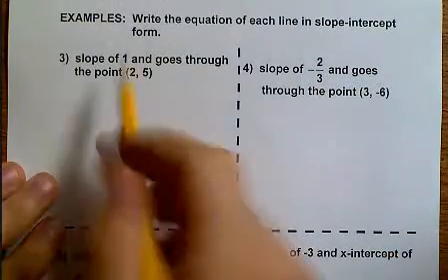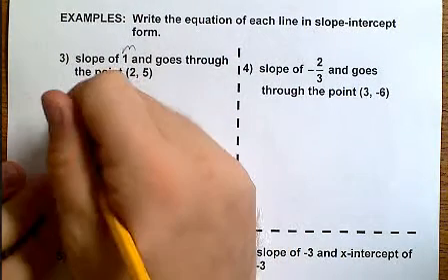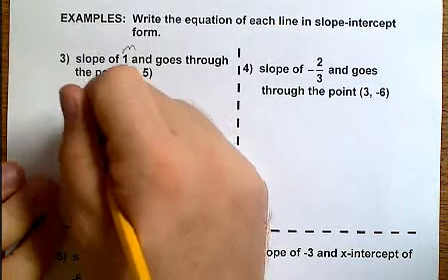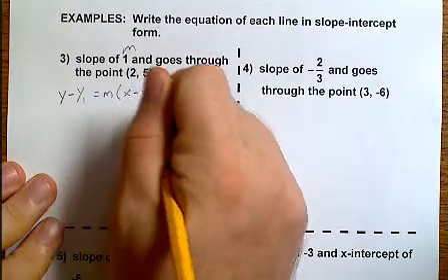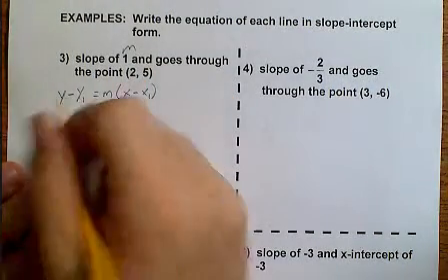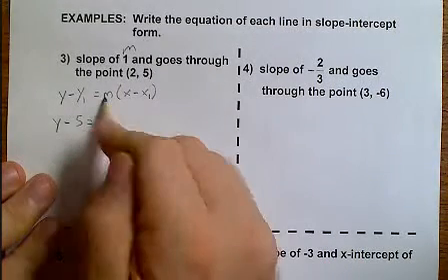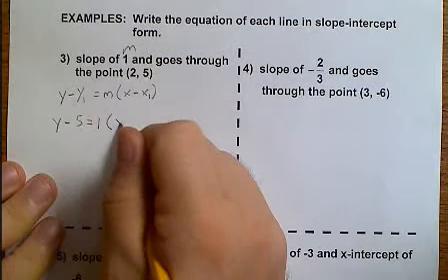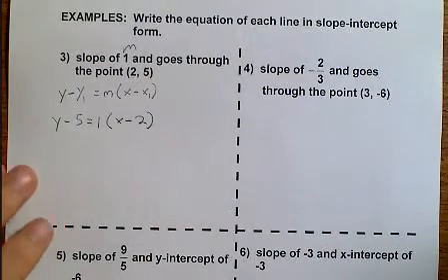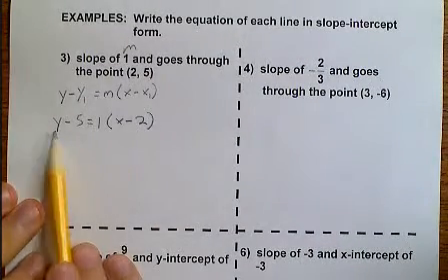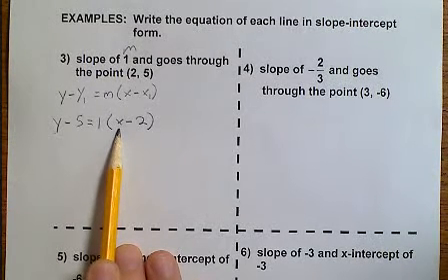So, we're given a slope of 1, and we're given a point. So, y minus y1 equals m times x minus x1. Let's go ahead and fill these out. Y minus y1, that would be 5, equals m, that would be 1, times x minus x1 would be 2. Notice that when I filled these out, I still had my y, and I still have my x. They didn't go away. They're still there because they are essential to our problem.